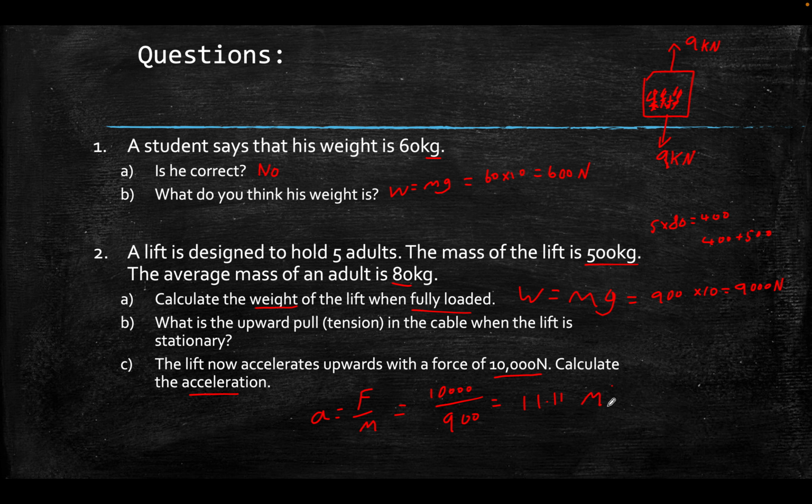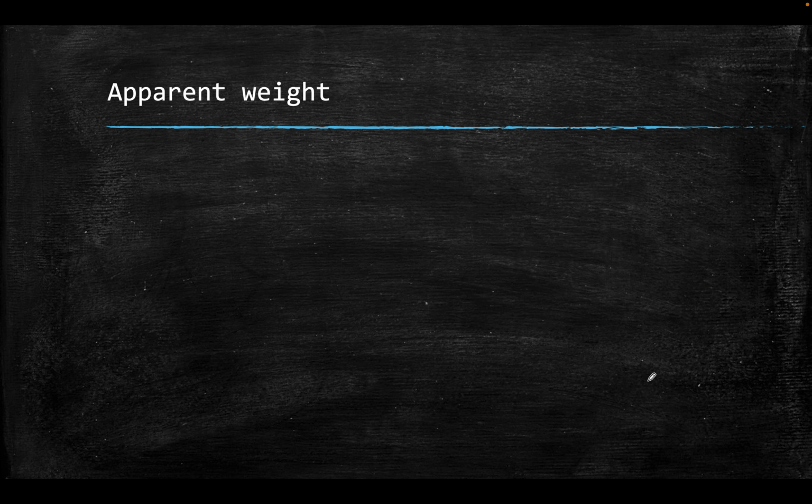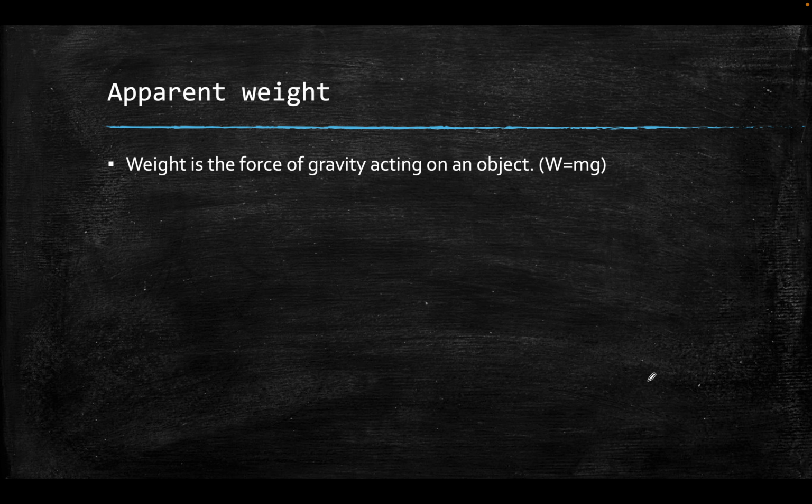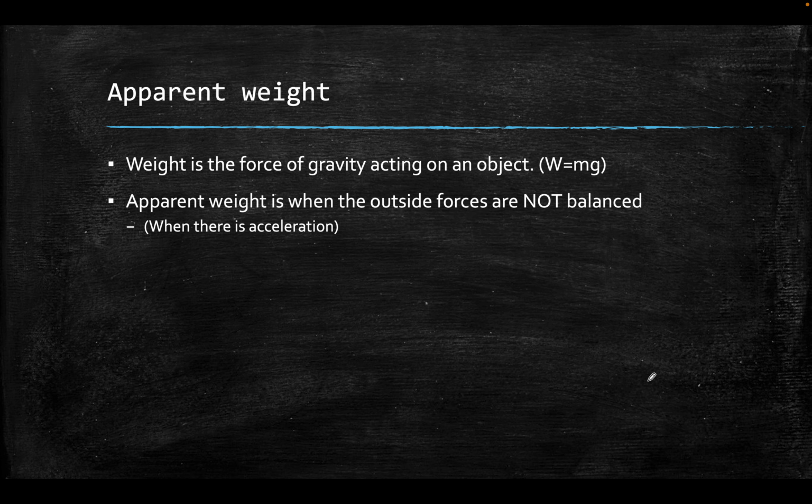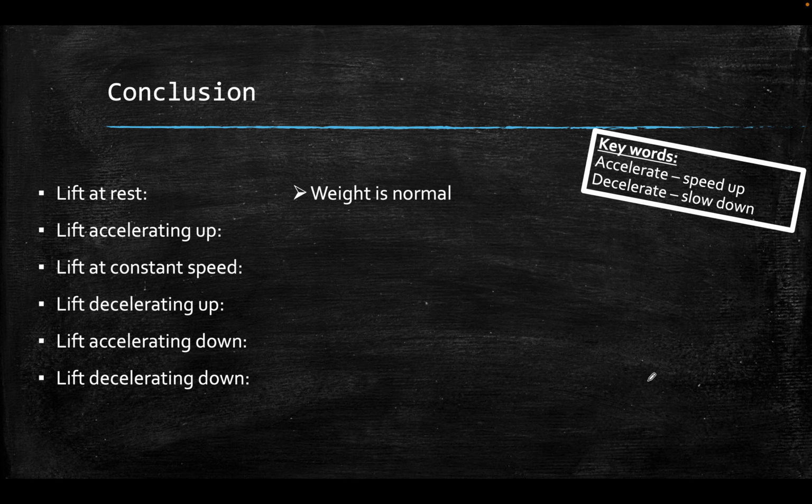Acceleration, meters per second squared. Done. Apparent weight. This is when we talk about the lift accelerating, moving up or down. We know weight is gravity, W equals mg. Apparent weight is when the forces are not balanced, when there is an acceleration.